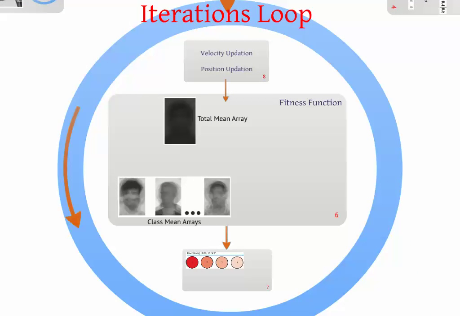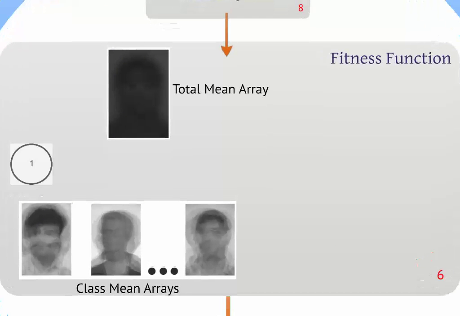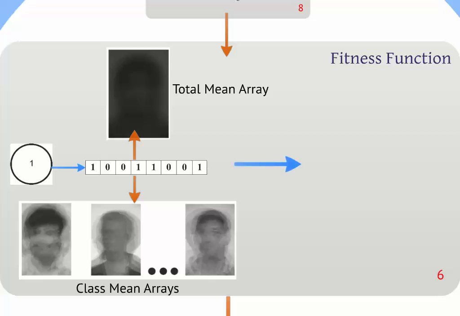Here, every particle's position is evaluated to test if it could be the best solution with the help of the fitness function to get a fitness value of that particle called the cost. The means of estimating this value is to calculate the class separation between the total mean array and the class mean arrays, where class mean array represents the average of each subject's images and the total mean array represents the average of all subjects' images. The particle is now assigned a cost. The color represents the value of the cost.